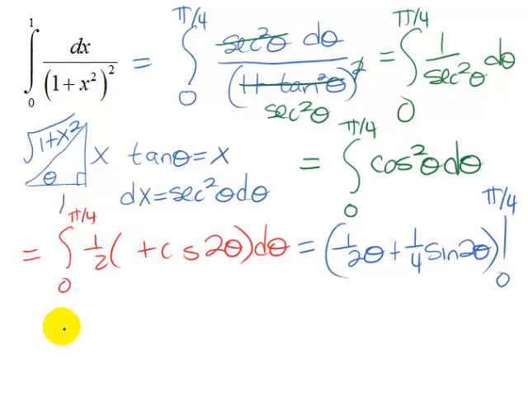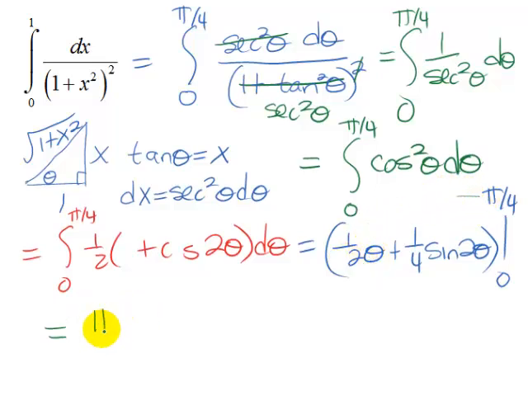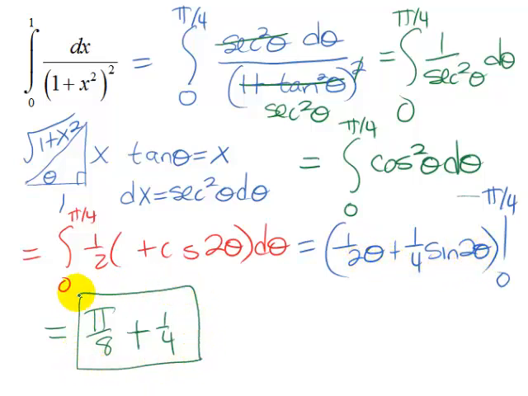So now if we evaluate this, we will have 1/2 times putting in pi over 4, that's going to be pi over 8, plus putting pi over 4 in here and multiplying this by 2 would be, we'd have the sine of pi over 2, which is 1, multiplied by the 1/4, so this would be plus 1/4. And then as we evaluate the lower limit, we would have 0, and the sine of 0 is also 0. So this is our answer.